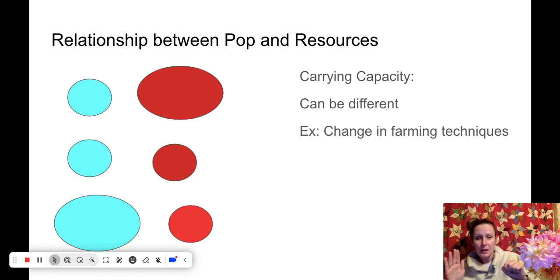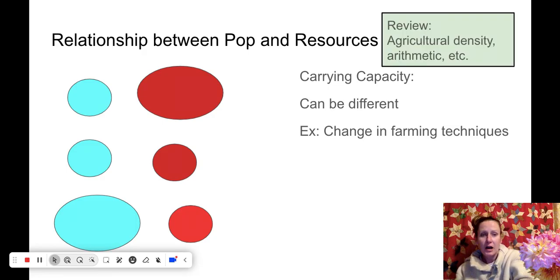So keep in mind that the carrying capacity can be different in the same area over time. For example, farming techniques can evolve. And with that, you might not need as many resources, right? Or you might not need as many people as that happens. So keep in mind that the carrying capacity is not a static number in any area.